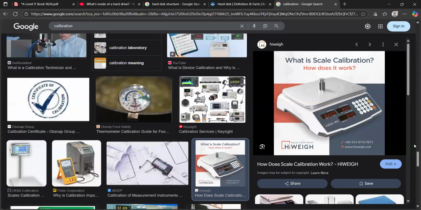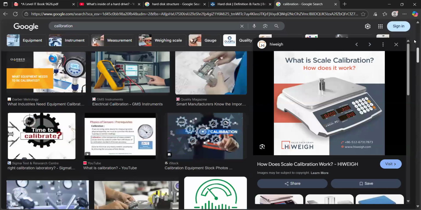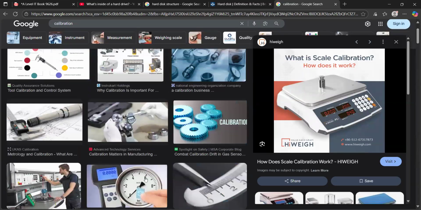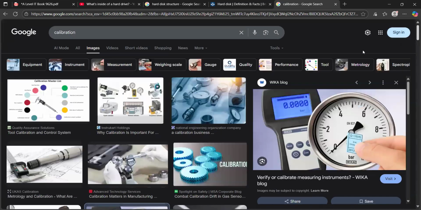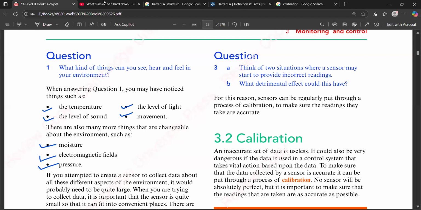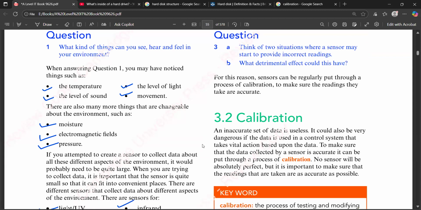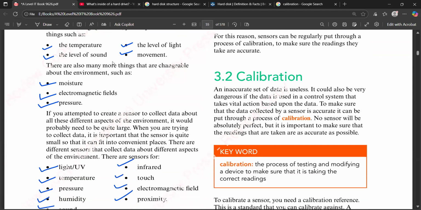This is known as calibration, when you are setting the value so that you get the accurate value for what you need. So calibration is important. Why is that? Because if you have an inaccurate set of data, it could be useless. It could be very dangerous if that data is being used in a control system and you need to take some important actions based on that.